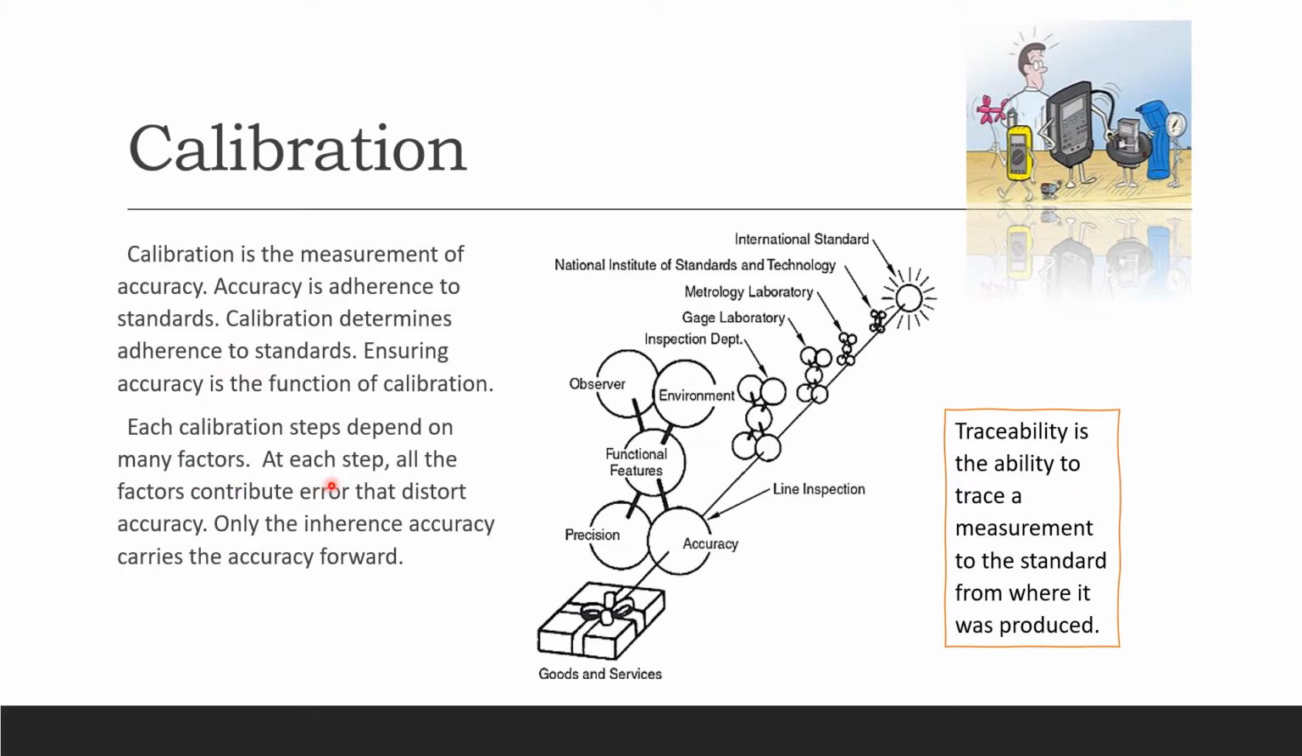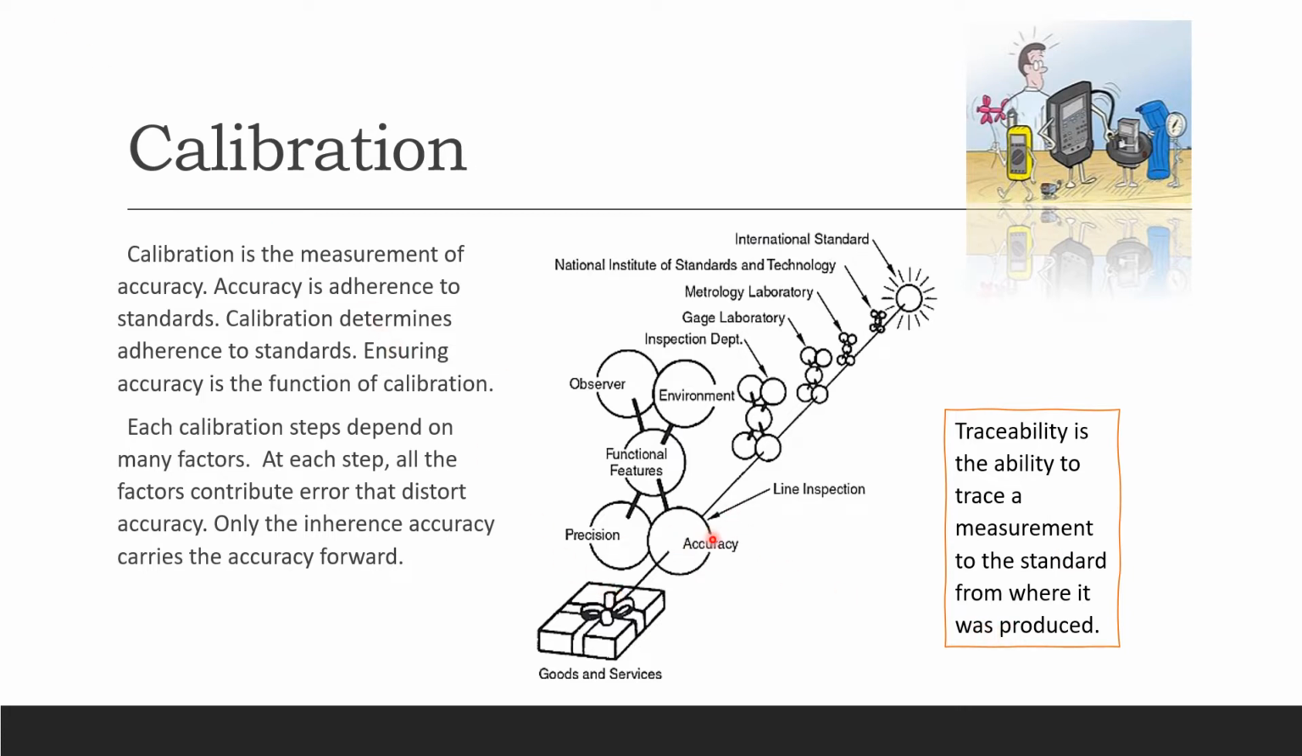Each calibration step depends on many factors. At each step, all the factors contribute error, and that distorts your accuracy. Not a lot, just a little bit. So only the inherent accuracy carries the accuracy forward. Here you can see the steps. When you look at it, you can trace the steps all the way back to the standard, where your instrument or your measurement was produced.